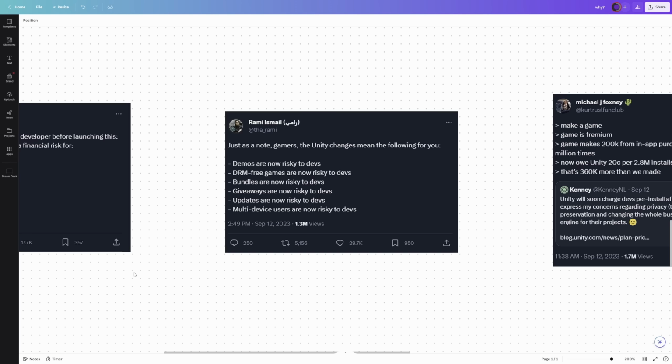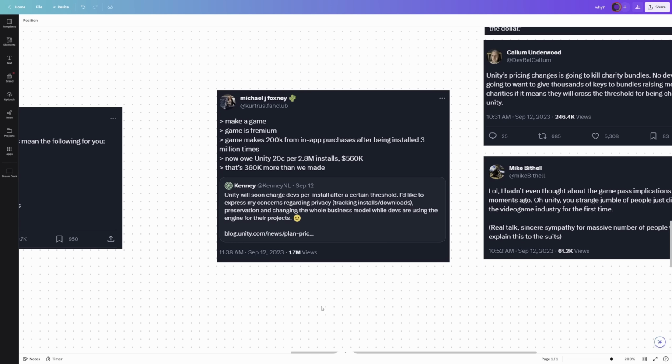I hate when we see things that are problems for developers and we just sort of throw that to the side and say, well, developers are being petty, developers are being dramatic. No, this is a problem for gamers as well. Don't forget that even aside from what Rami has said here, big developers will not just eat those costs. They're going to push those costs to us, the gamers.